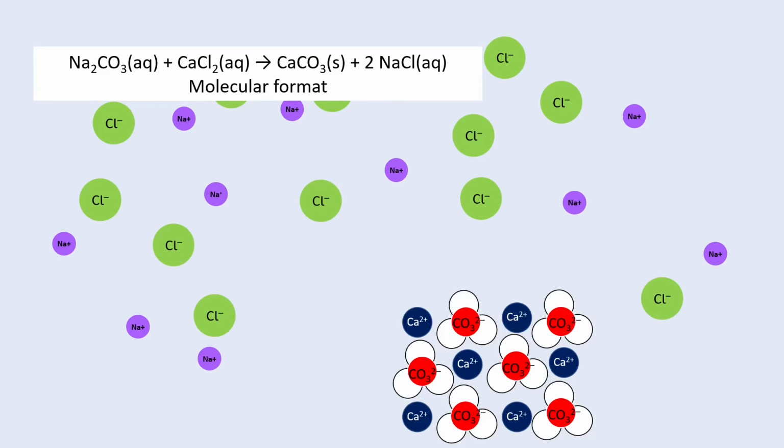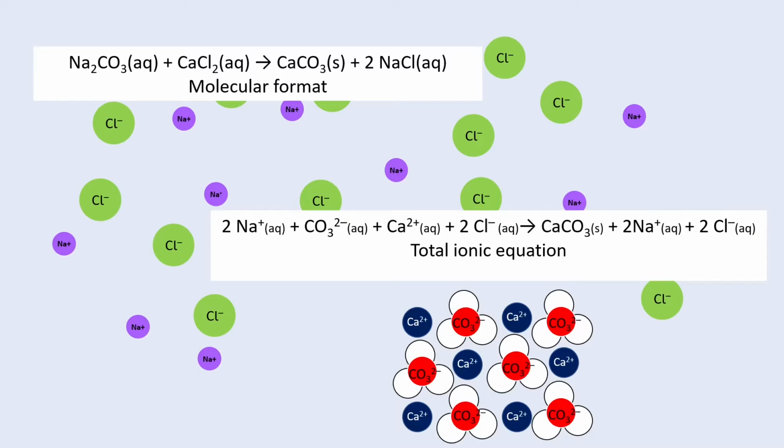Sodium carbonate in an aqueous solution, or dissolved in water, will react with calcium chloride, aqueous, to form calcium carbonate, which is a solid, and sodium chloride. But if we want to know what's happening in this reaction, we can write this in a more detailed version. We call this the total ionic reaction.